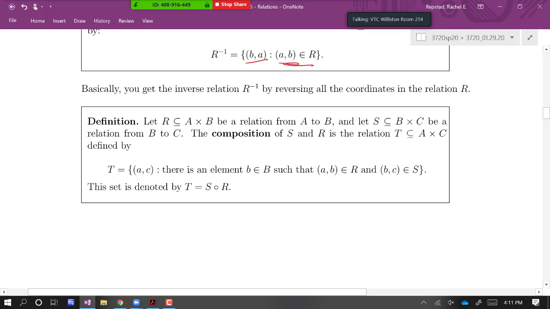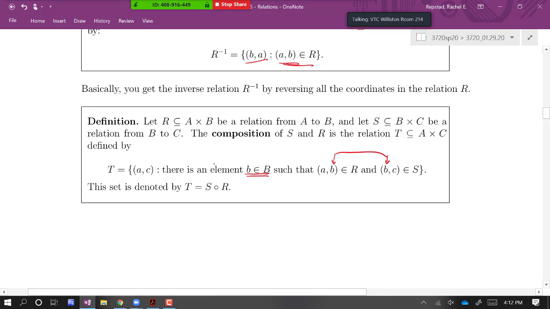So that's what it means when it says there is an element b in B such that (a, b) is in R and (b, c) is in S, right? Where these are the same. There might be lots of elements of A that are not related to elements of C, because there's not a connecting element in B that will get you there.